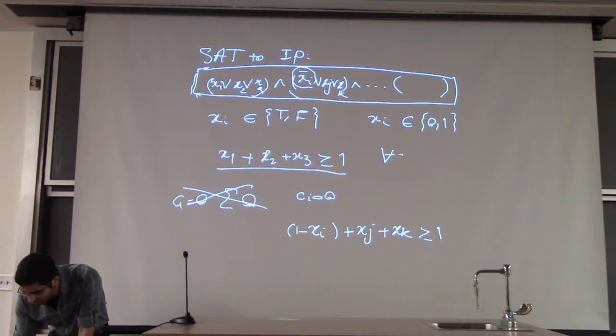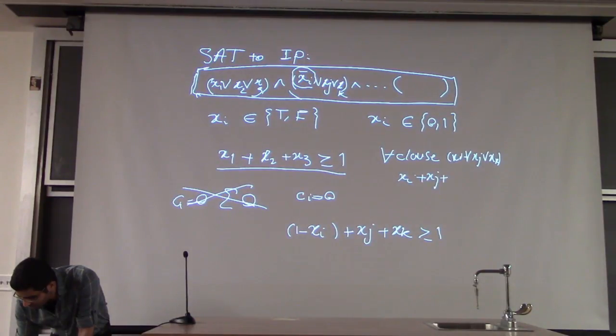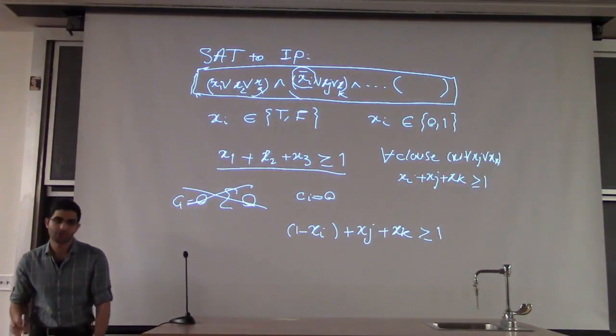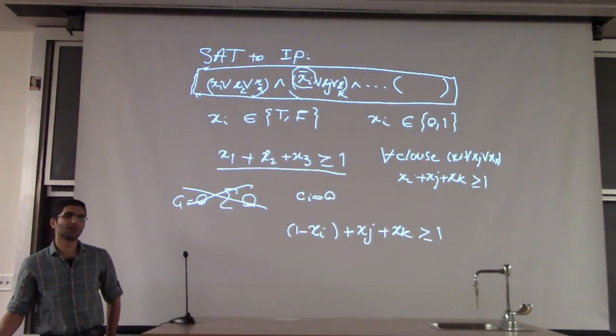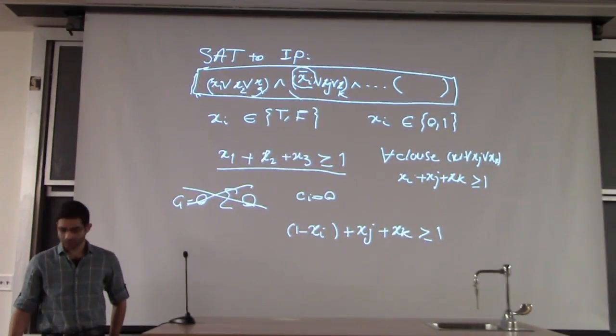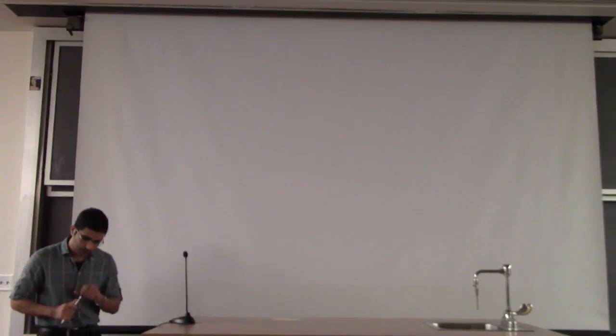For each clause, xi or xj or xk, we have this inequality that should be greater than or equal to 1. So any assignment that satisfies all these constraints is an answer to the problem. So now we reduce all these problems to integer programming, but integer programming is still NP-hard.